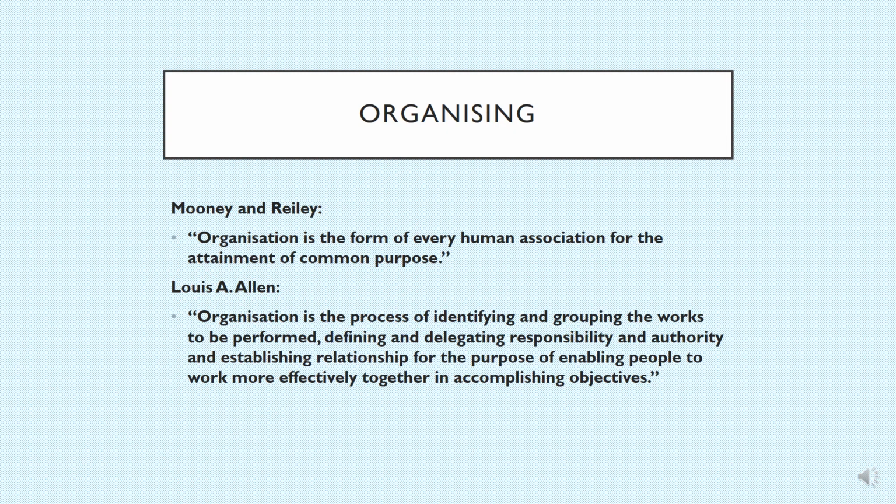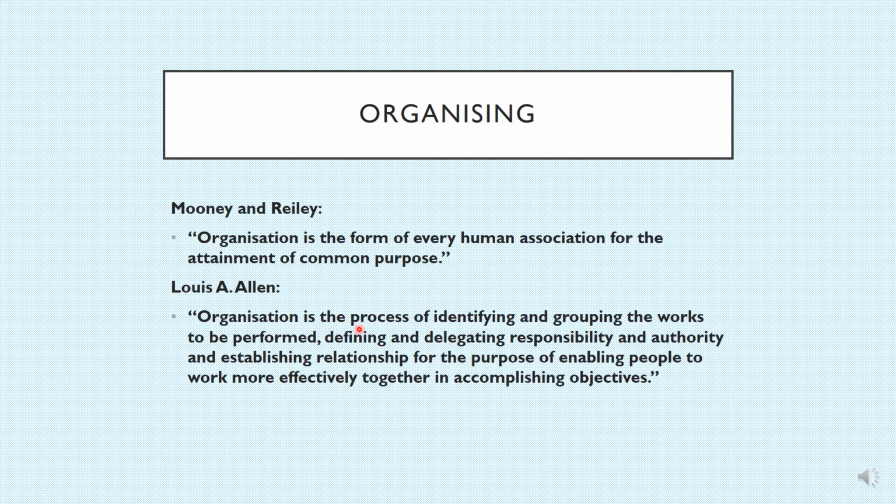So, according to Mooney and Riley, organization is the form of every human association for the attainment of common purpose. Clearly, it is telling out the process that organization is a basic function of management, and it has to be a continuous and a dynamic process for creating a relationship between its specialized units and human association.